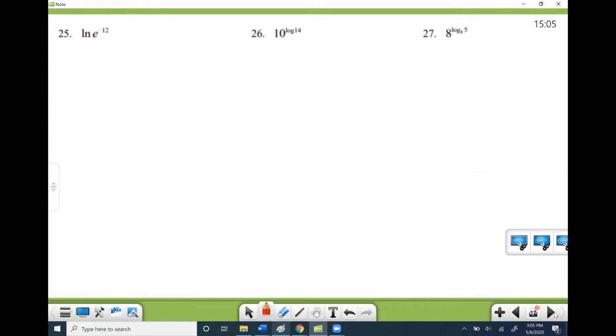And all of these are those cases. This is an exponential because the 12's in the exponent, right? I've taken an exponential, and what have I plugged it into? I've plugged it into a log. So we can just say these are gone. Natural log and e undo each other. It's -12.